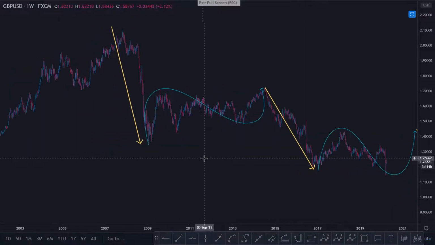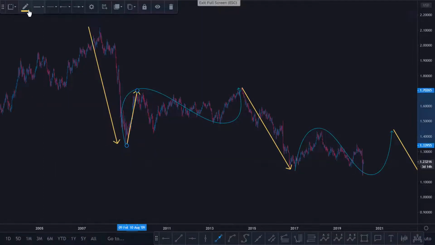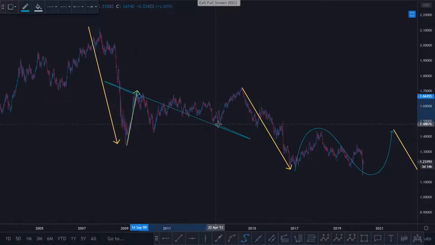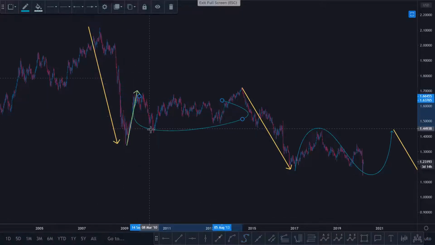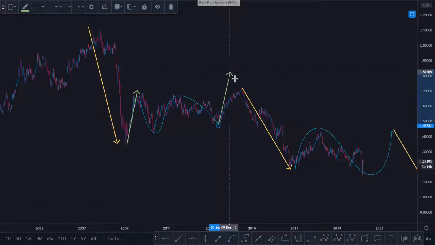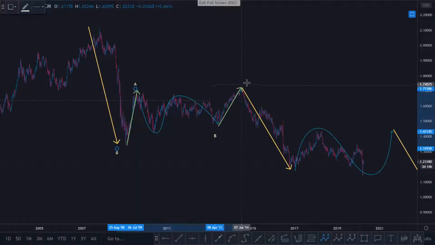And talking about the fractal nature, if you look into the correction itself, what we have is a corrective impulse within the correction, wavy price action, followed by a corrective impulse out. And this would be your A, B, C.